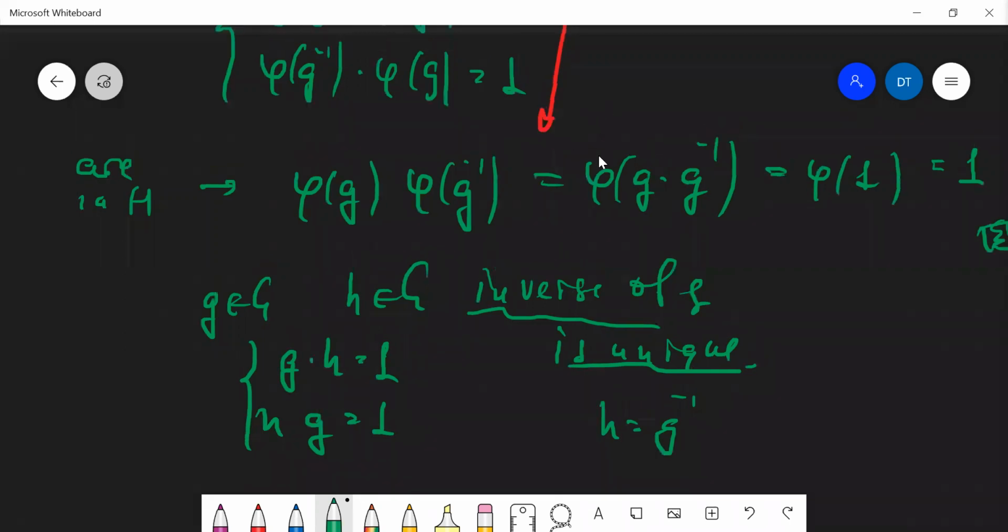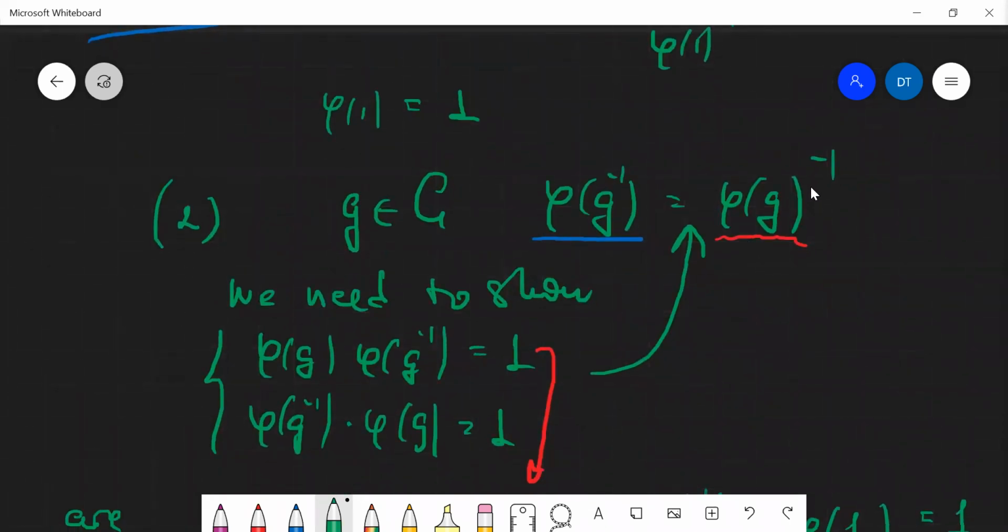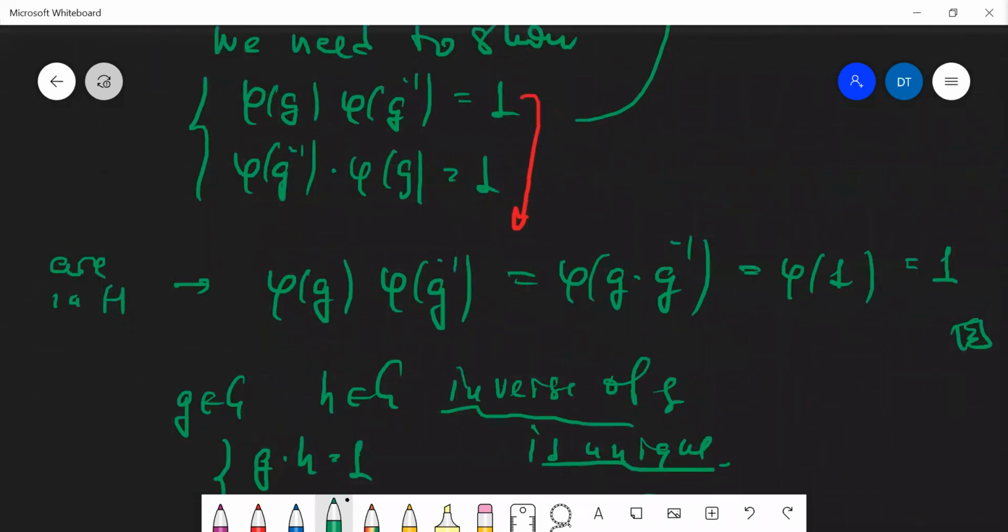So here, you see the right-hand side is the inverse of the element phi of G. And here we show that this element satisfies these two conditions for being the inverse element of phi of G, because we multiply phi of G on the right and on the left by this element. Okay, thank you. Okay, cool.